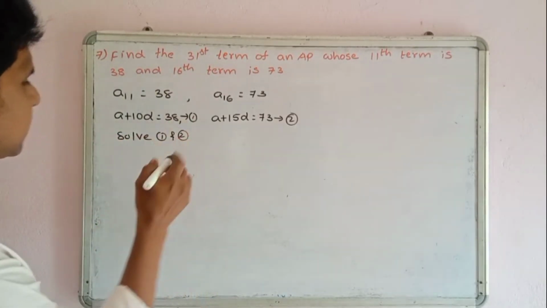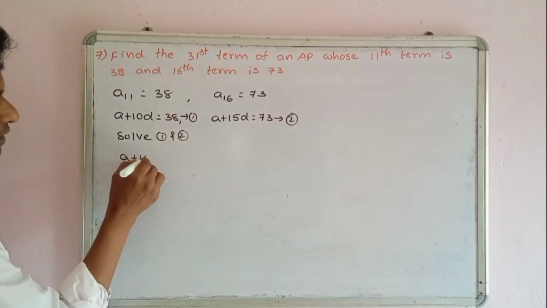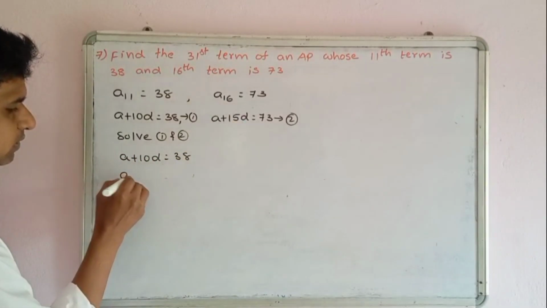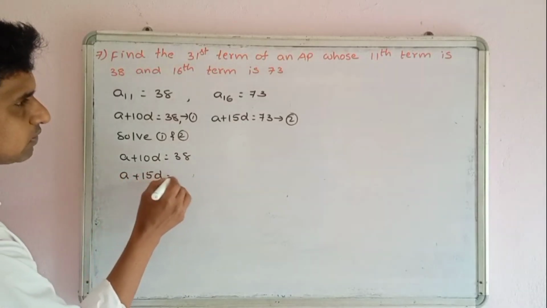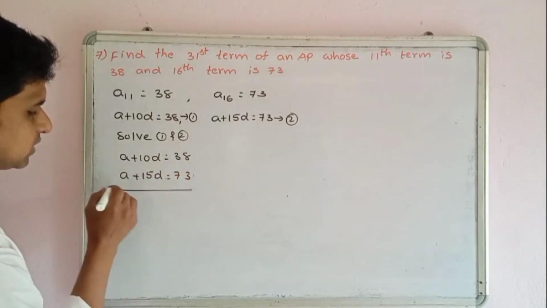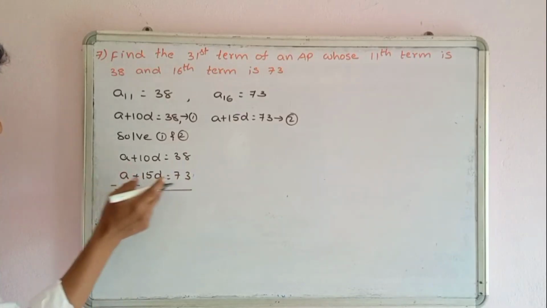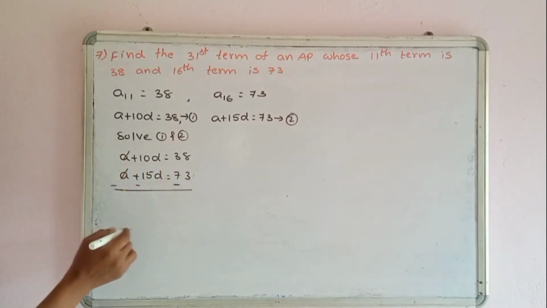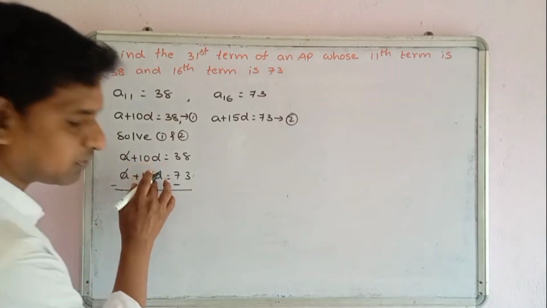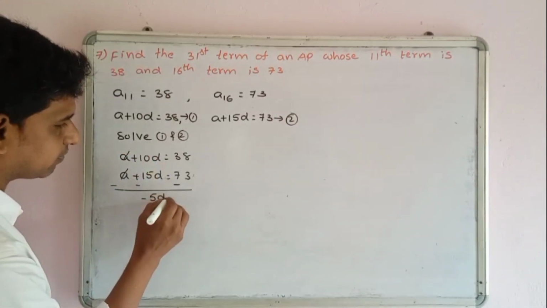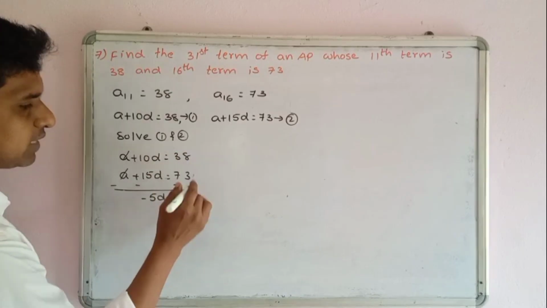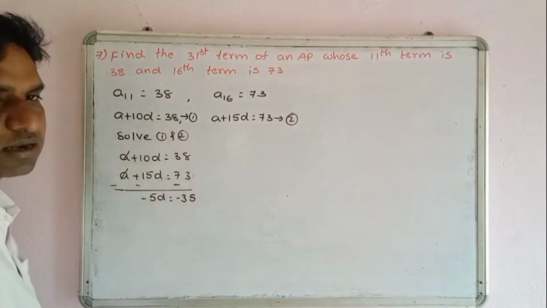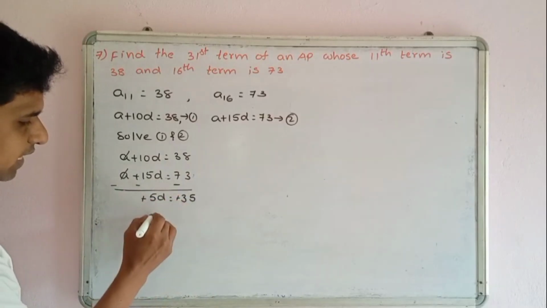Solve 1 and 2. What is 1? A plus 10D equals 38. 2: A plus 15D equals 73. So in subtraction the signs become opposite. Minus into plus, plus into minus. So A and minus A cancel. 10D minus 15D is minus 5D equals 38 minus 73. 3 minus 8 is 5, 7 minus 3 is 4. So minus 35. So minus gets cancelled.